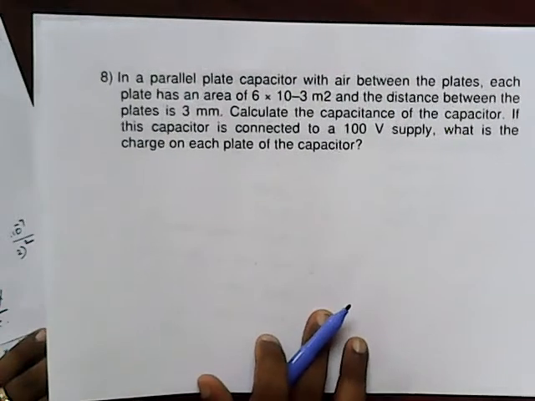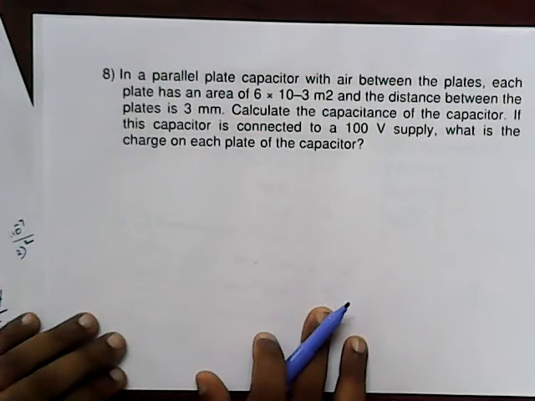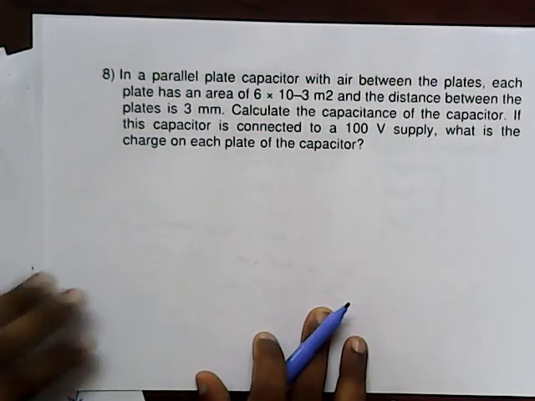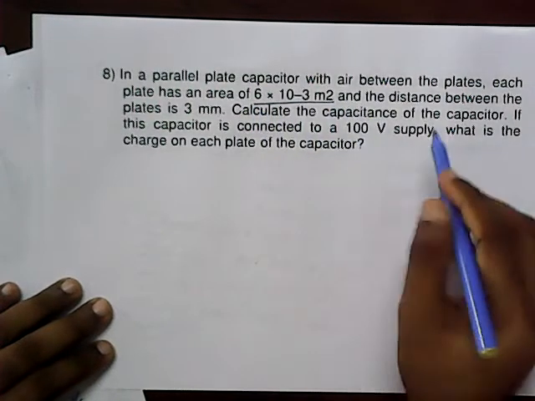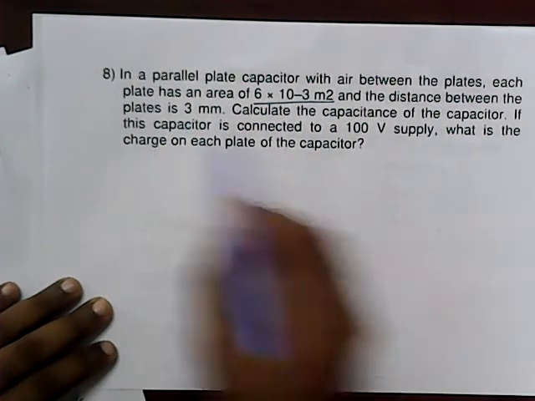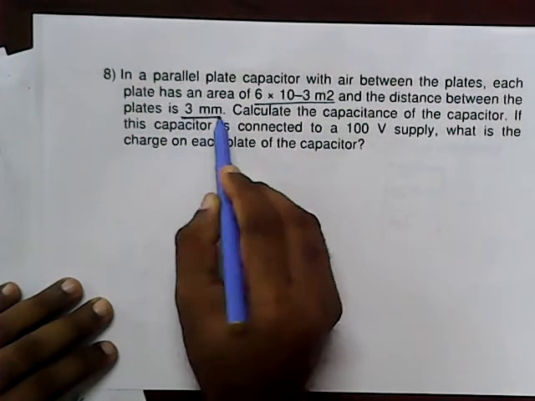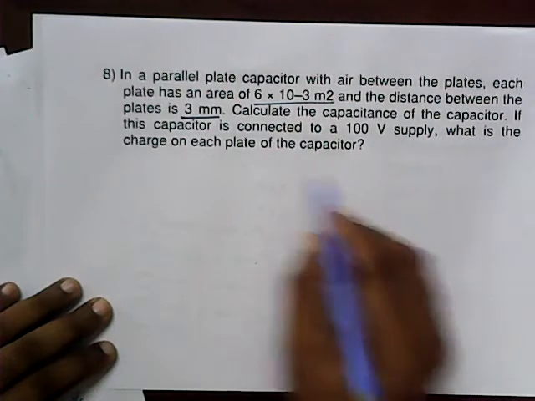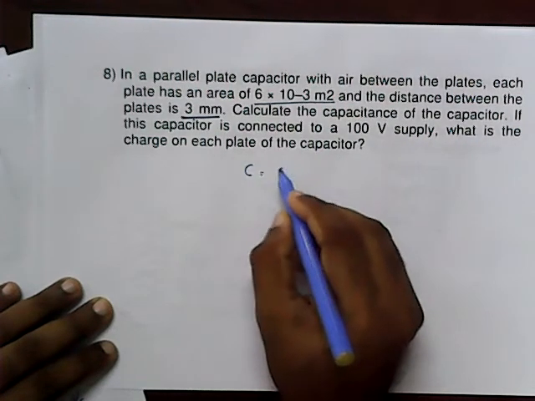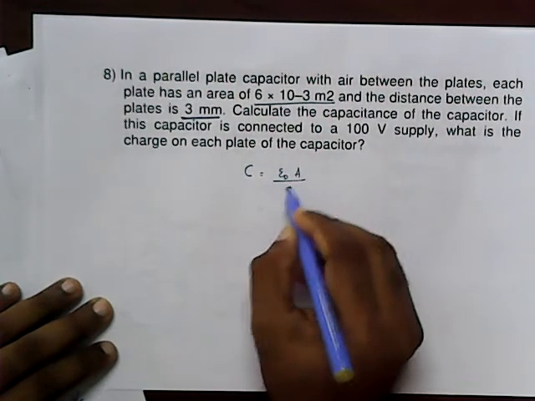In a parallel plate capacitor with air between the plates, each plate has an area of 6 × 10^-3 m², and the distance between the plates is 3 millimeter. Calculate the capacitance of the capacitor. Simply, it is nothing but, in air, ε0 A divided by D.